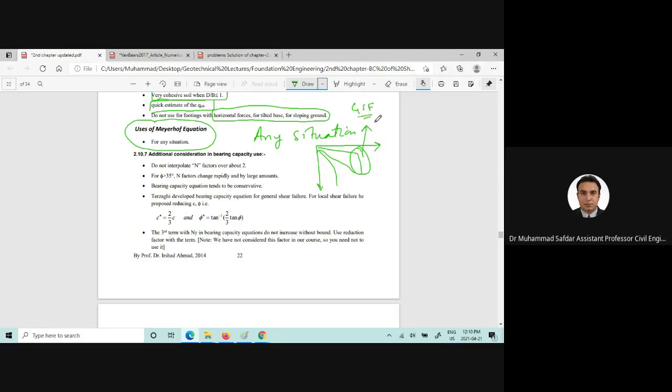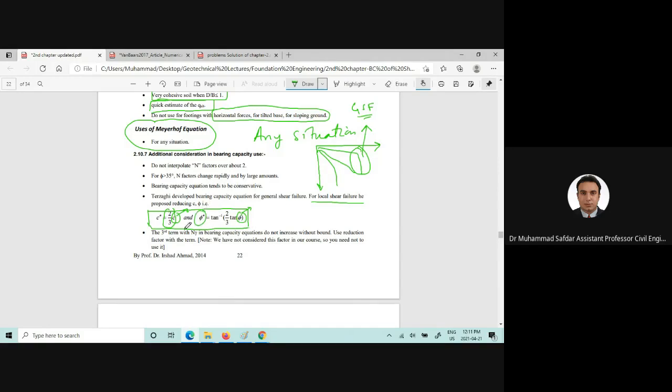failure mode. Now, in order to use these equations for local shear failure mode, you need to slightly modify the shear strength parameters. For example, we need to reduce the cohesion value, which we obtained from the direct shear test or from the triaxial test, by two-third, and then multiply the tangent of phi by two-third as well.